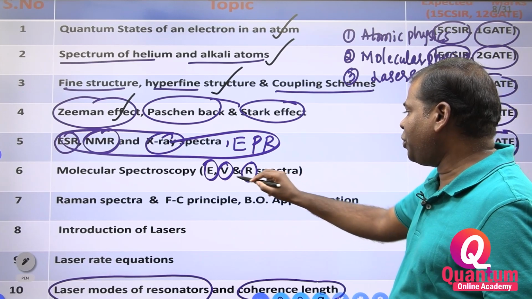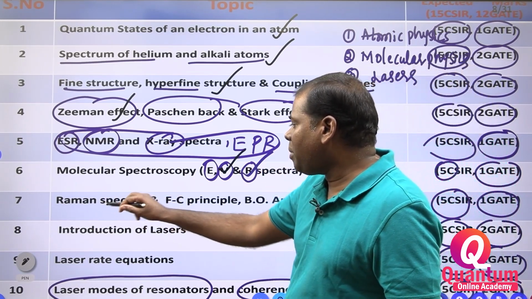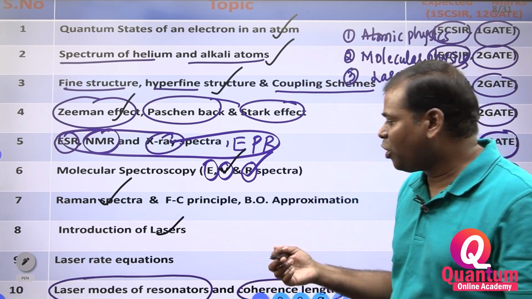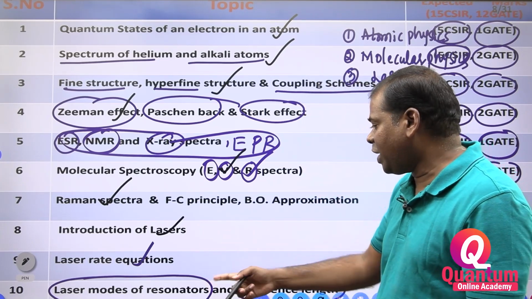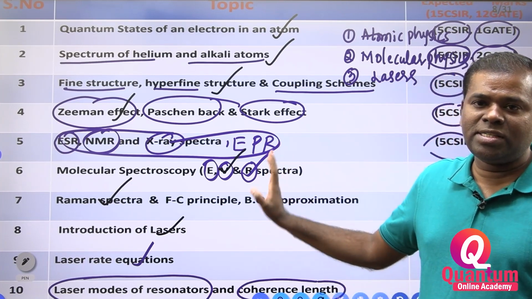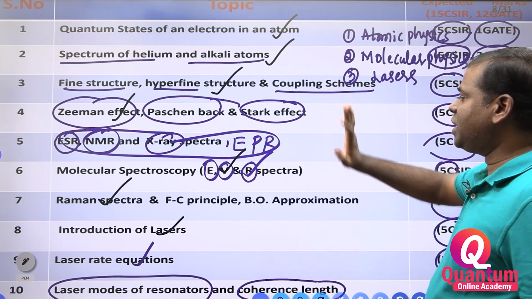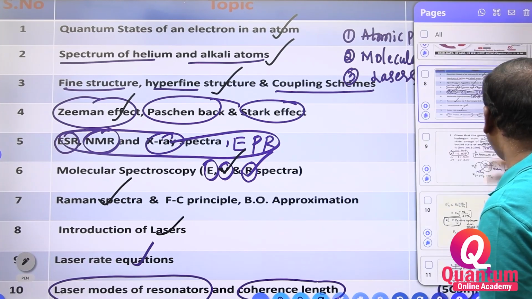Molecular spectroscopy: from rotational spectra I have to take the question. From Raman spectra I have to take the question. From introduction, Einstein coefficients I have to take the question. From laser rate equations also I took the question. Laser modes of resonators and coherence length also I took the question. All the 10 parts, each and every 10 questions I explained in this video.